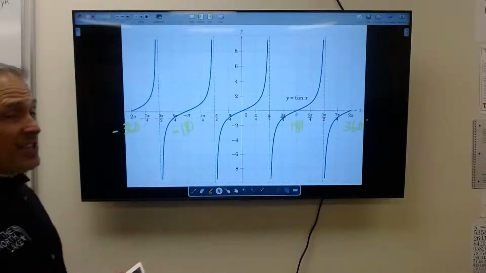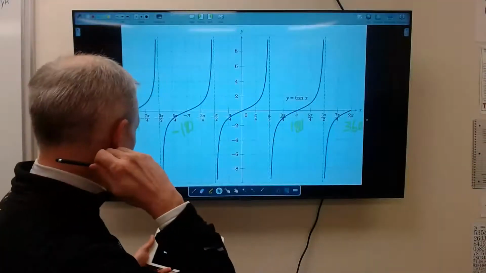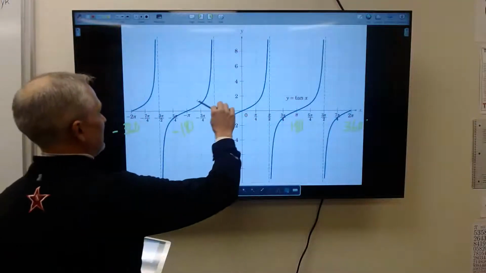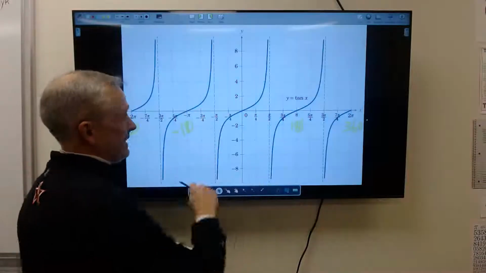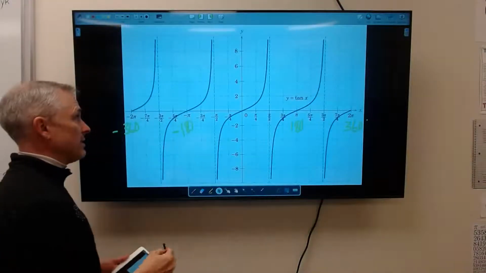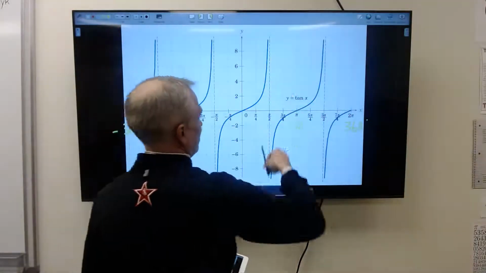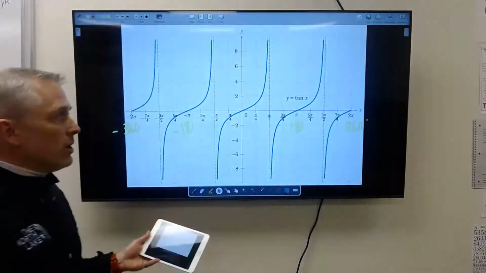All right, tangent is a different one. It's a little bit quirkier, all right? And so tangent ends up looking like this. It ends up looking like the S-curves, if they were flipped on their side. The inverse of the S-curves is this, okay? So you're going left and right, or right then left, and right then left, and it repeats itself over and over and over again.